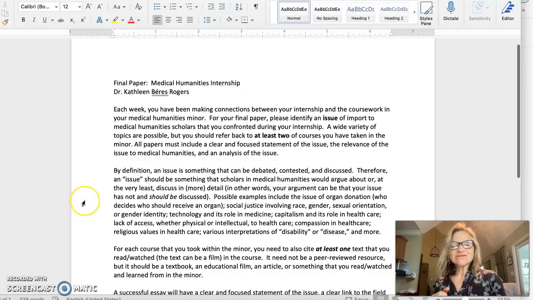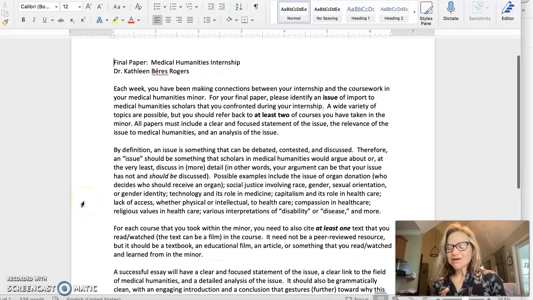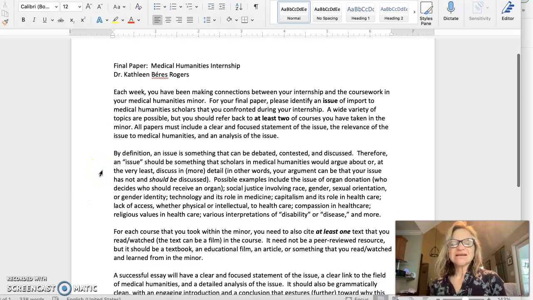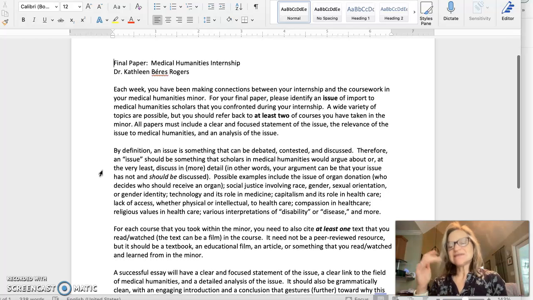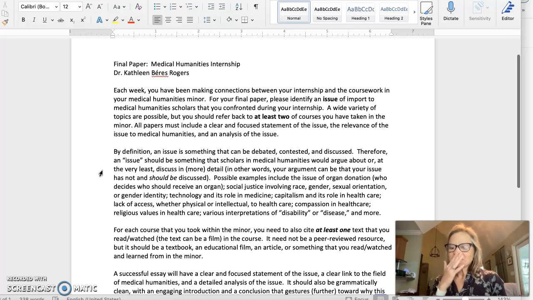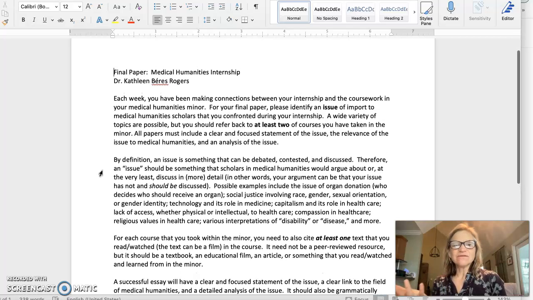So I just wanted to sort of go over the final paper and just tell you guys what I'm sort of looking for, okay? So there's a long assignment. It is under assignments, and then you go to grades and then assignments. And on the Dropbox where you would turn in your final paper, you will see this assignment, but I just kind of wanted to go over it.